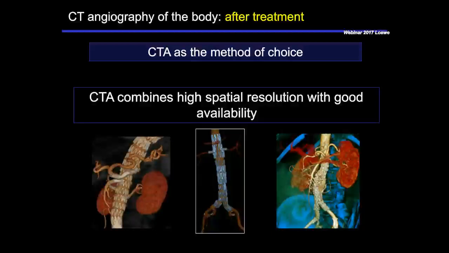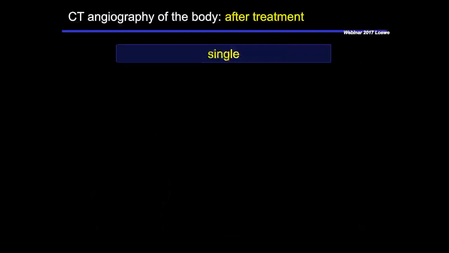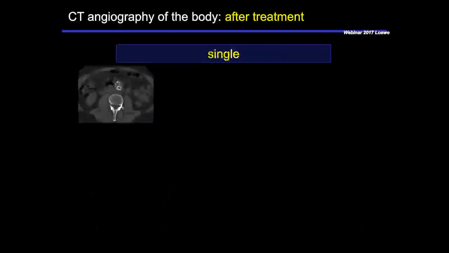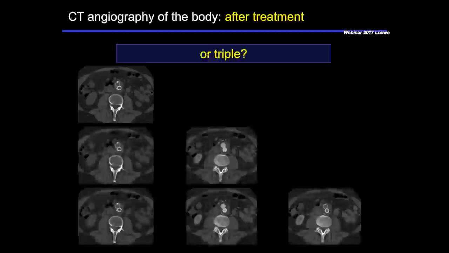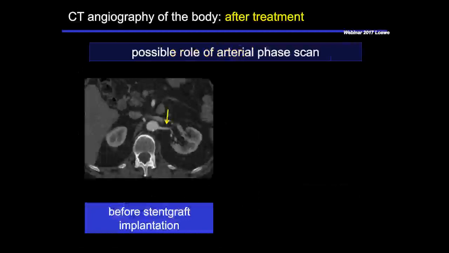Again, here are the questions in regard to those saving strategies. Should we go for a single phase scan, so that means just a native scan, just to assess the aortic diameter after endovascular repair? Should it be a double phase, so native and arterial phase, or should it be a triple phase scan? And given the fact that the patients are in need of a lifelong follow-up, of course, it's an important question how many phases we are requiring and how high the radiation exposure to the patient will be, since we are really dealing with a cumulative radiation exposure to the patient.